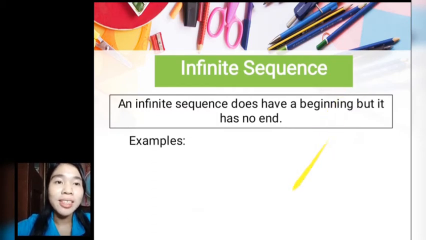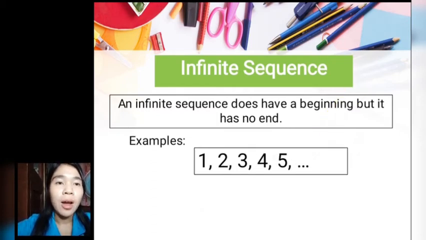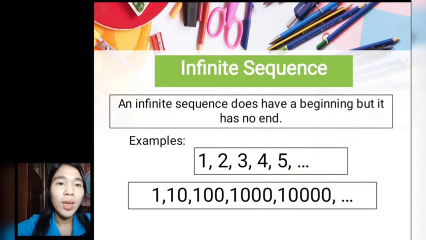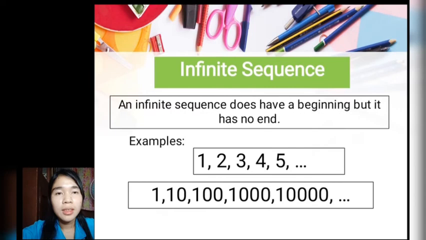So let's have an example. So we have here 1, 2, 3, 4, 5, so and so forth. Next, we have here 1, 10, 100, 1,000, and 10,000, so and so forth. So when we say finite and infinite sequence, they both have a beginning, but the difference is that a finite sequence has an end, but the infinite sequence has no end.